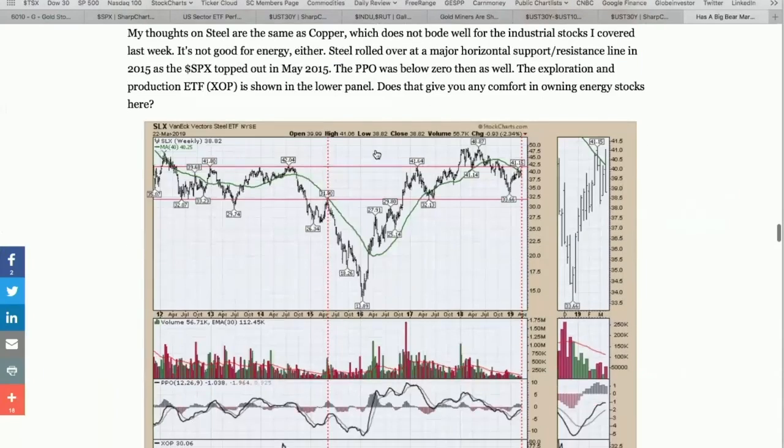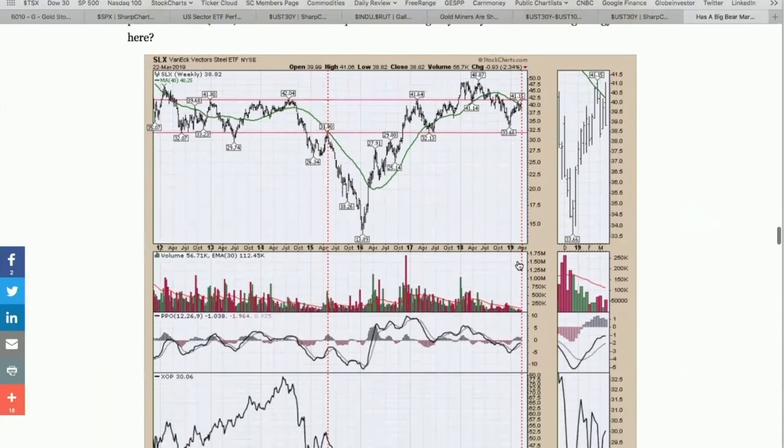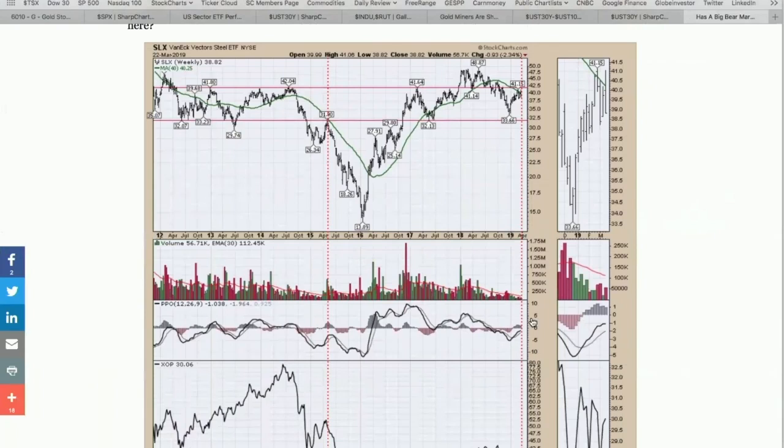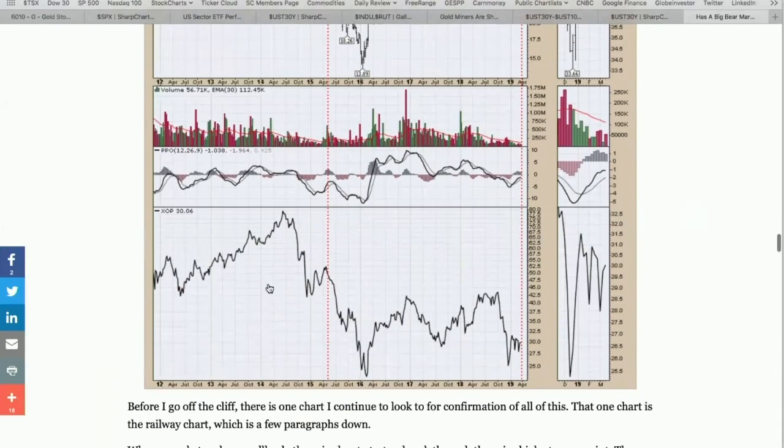So steel chart, same thing, rolling over at resistance. Steel is delivered a lot to the oil patch. They're one of the biggest users of steel, and that's rolling over. So I'm concerned about oil. So here's the oil industry, and you can see back in 2015, oil topped in 2014, came down. The XOP started to break down again. And here we sit right here.